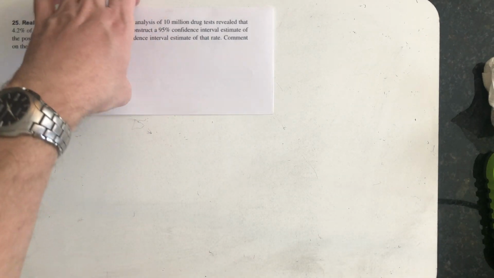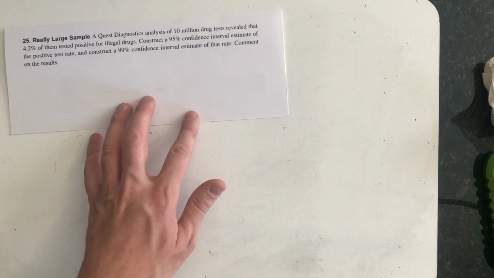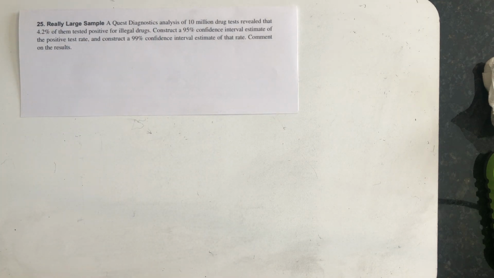In our last video, we provided a solution to this problem off of page 326 of our elementary stats book by Mario Triola. In this video, I want to tackle number 25 off of the same page, which is about a really large sample. A Quest Diagnostics analysis of 10 million drug tests revealed that 4.2% of them tested positive for illegal drugs. Construct a 95% confidence interval estimate of the positive test rate, and construct a 99% confidence interval of that rate. Comment on the results.